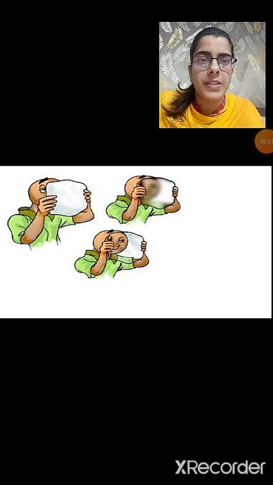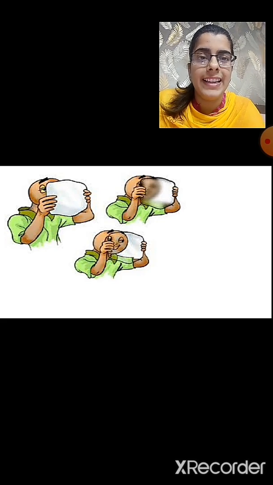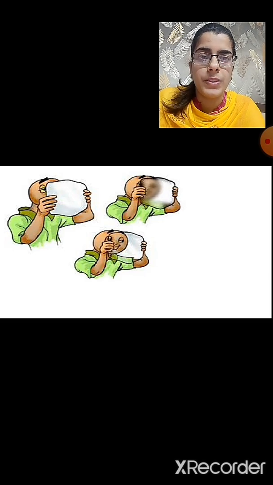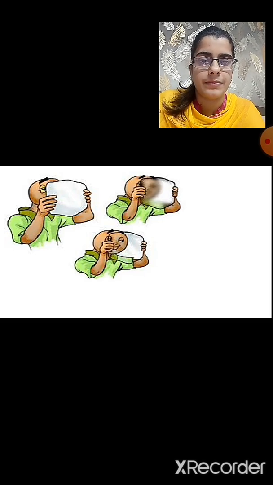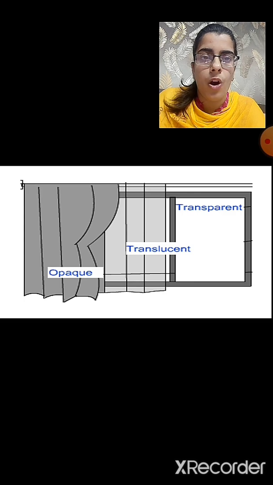So the objects or materials through which we are able to see are transparent materials. The objects or materials through which we are not able to see anything are opaque materials, and the objects or materials through which we are able to see but not clearly are translucent materials. So I hope this chapter is also clear to you. We have covered all the topics.